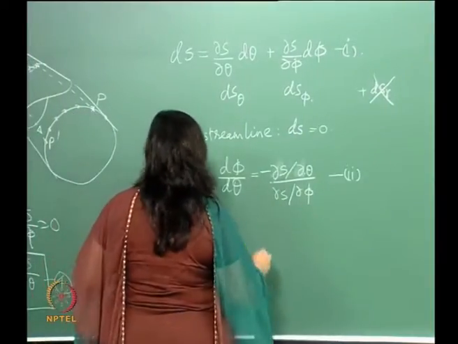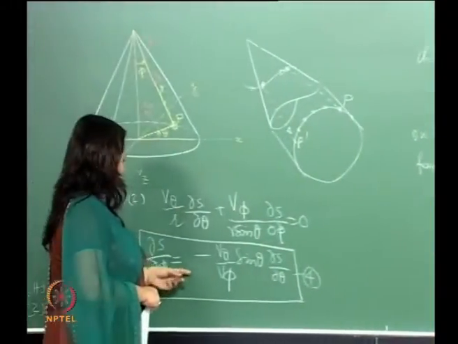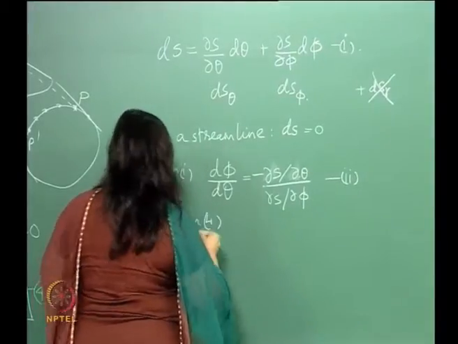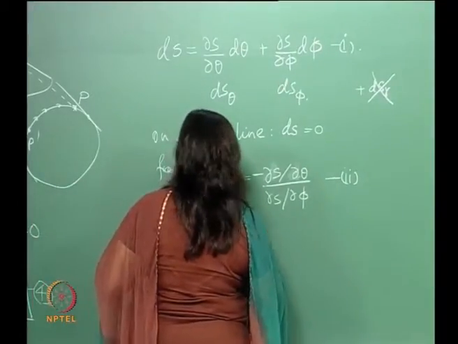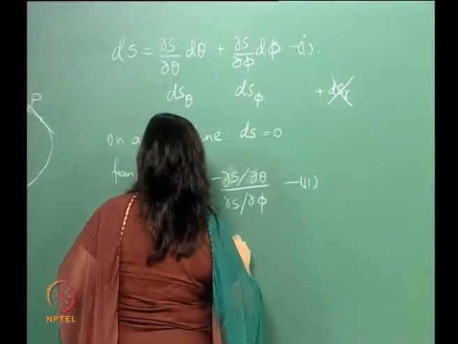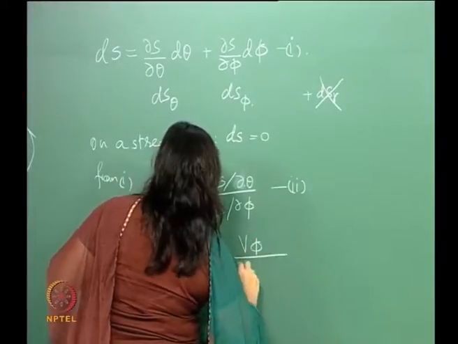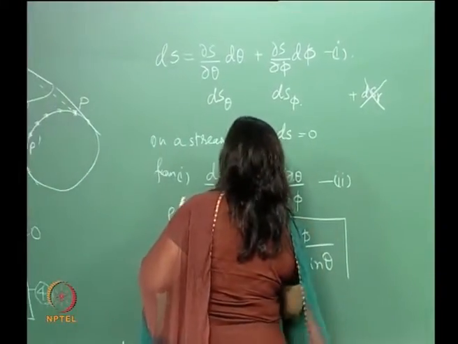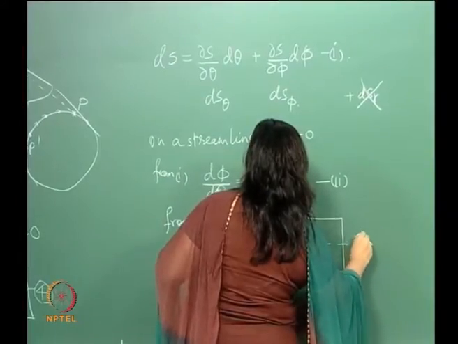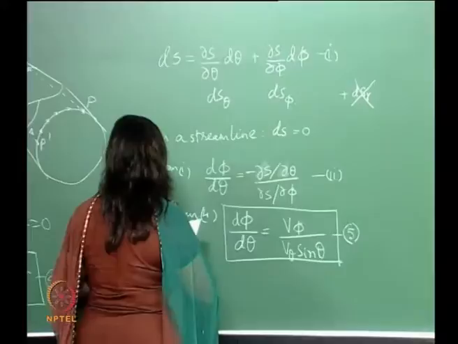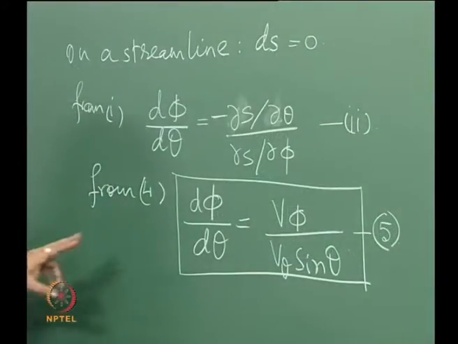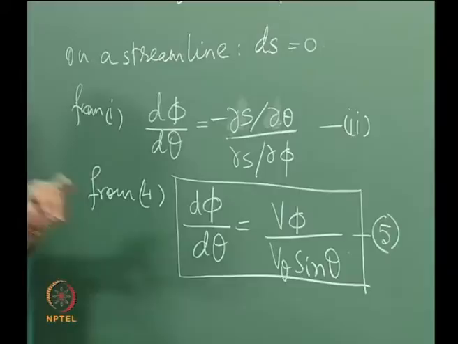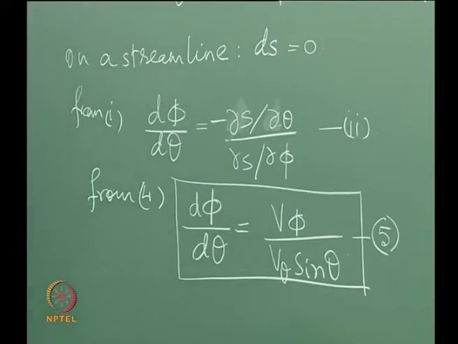So, if I were to use equation 4, then what we will get is that d phi d theta, in terms of v phi, with the velocity component.